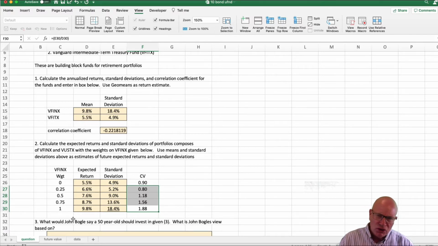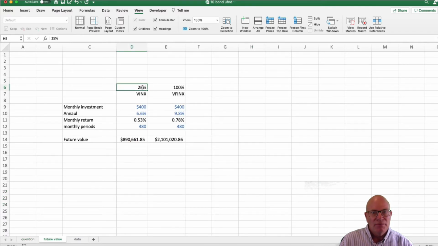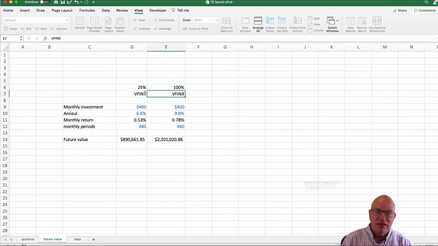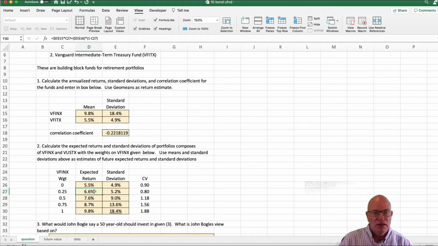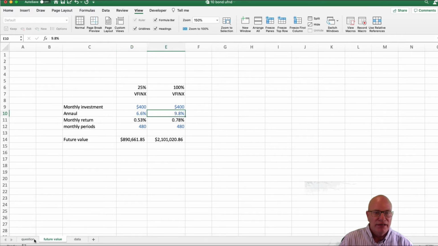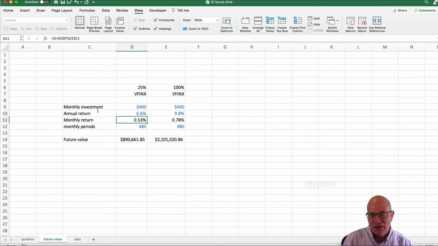All right, I want to further show what this would imply for future returns, and go to this future return page. And now I am showing here a 25% VFINX investment and 100% VFINX investment, and this 25% has a 6.6 annual return. You can see that right here, and this one 100% has a 9.8 annual return right here. All right, so those are our annual returns. And what I did was make them monthly, annual to monthly, and we said you're going to make a $400 investment each month in our project, and we're going to do that for 40 years or 12 months, 480 periods.